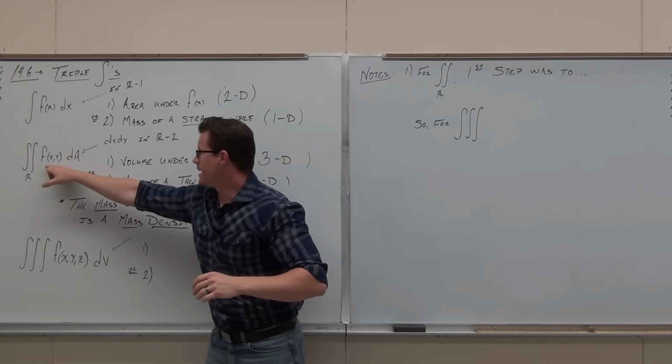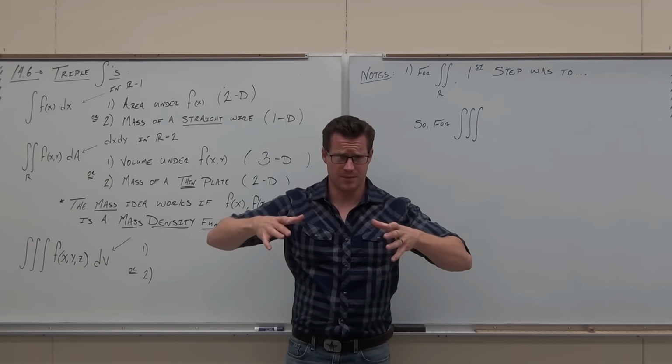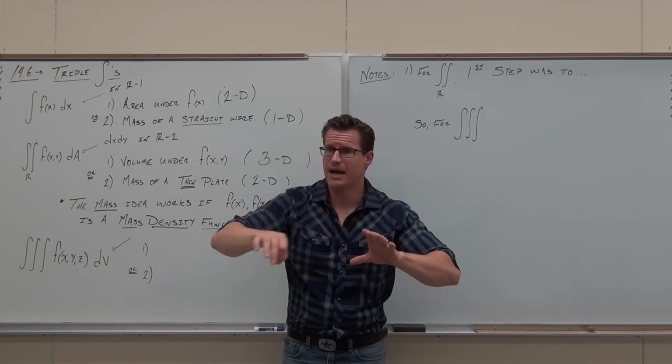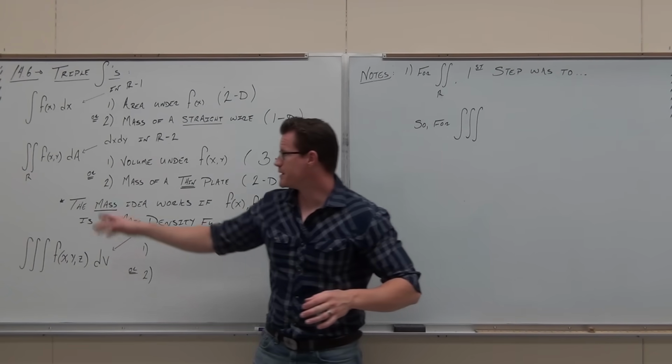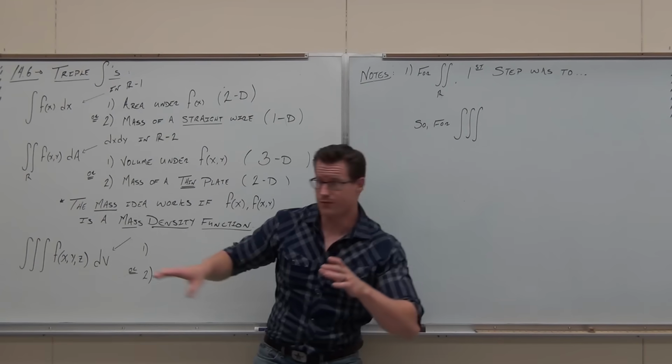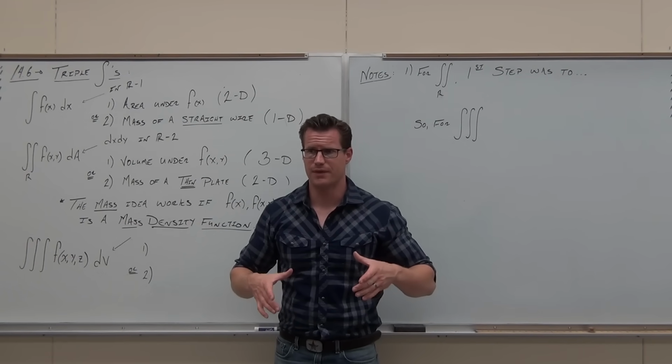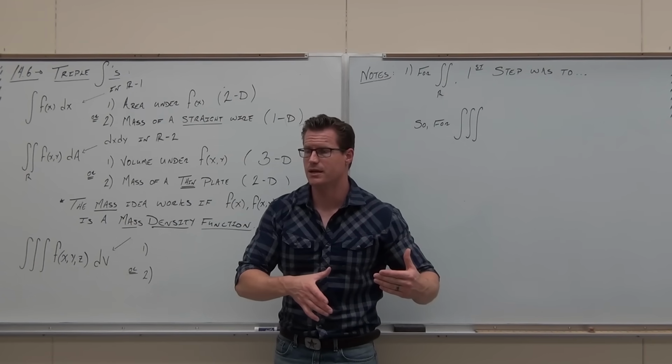If f of x, y is a mass density function of that really thin plate over a region, telling you where the mass is located on that plate, then the double integral over that region of that mass density function will tell you the mass of that really thin plate. Are you getting the picture of that? That was that 14.4 idea.